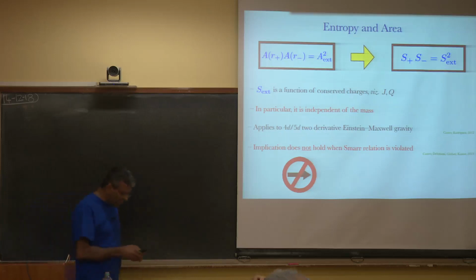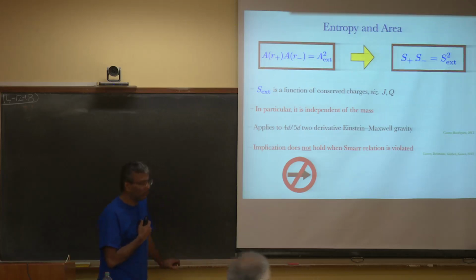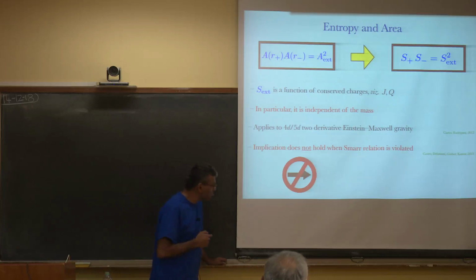If you decide to associate entropies to these horizons, if the area and the entropy are proportional, then the implication is that this law implies that equality, that relation. What's the natural interpretation for S minus? So there isn't one that I can really propose.